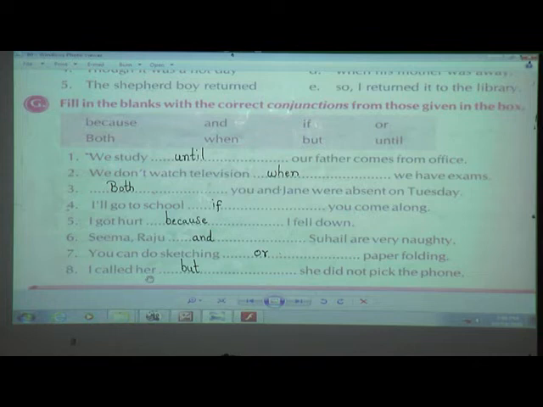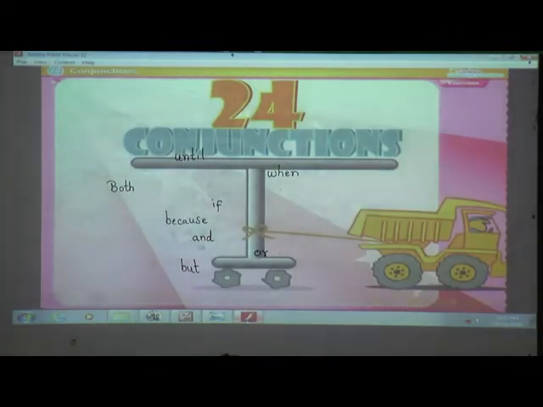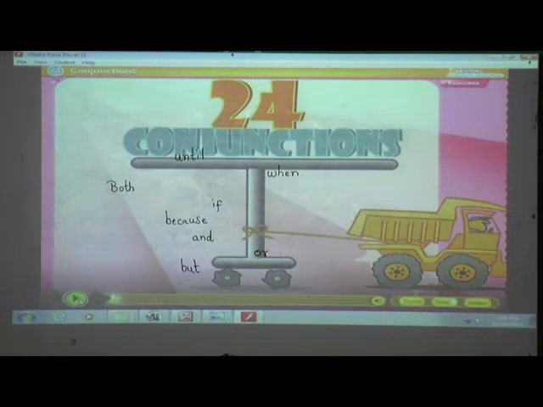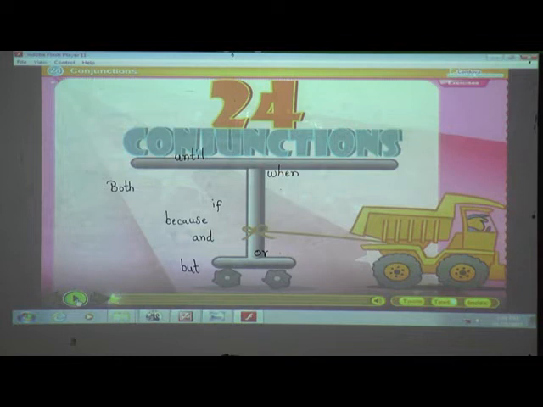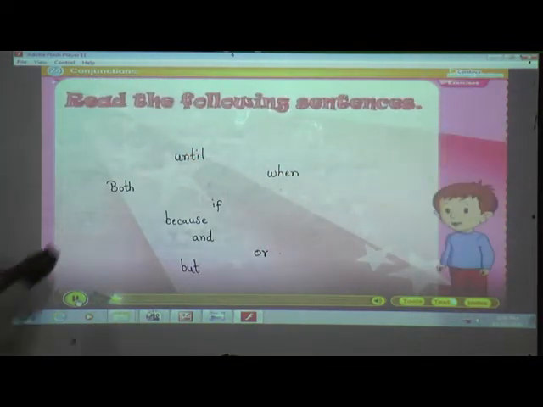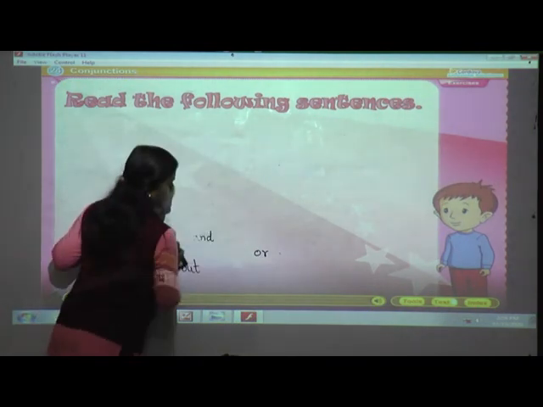So shall I open for the animation part? So what is conjunction? Conjunction joins words, groups of words or sentences. So just keep your pencil, everything down and look at this. Conjunctions. Read the following sentences.